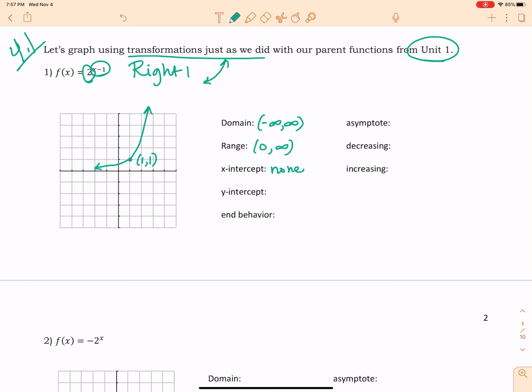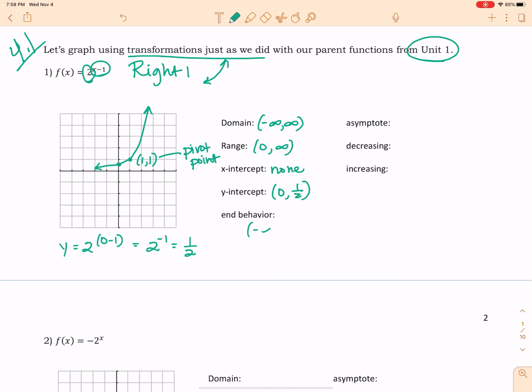So technically, remember, your y-intercept is when x is 0. So technically, it's going to be 2 to the negative 1. What does that mean? That actually means 1/2. So technically your y-intercept now is at 0, 1/2. And this point right here would be called a pivot point. Your pivot point is 1, 1.